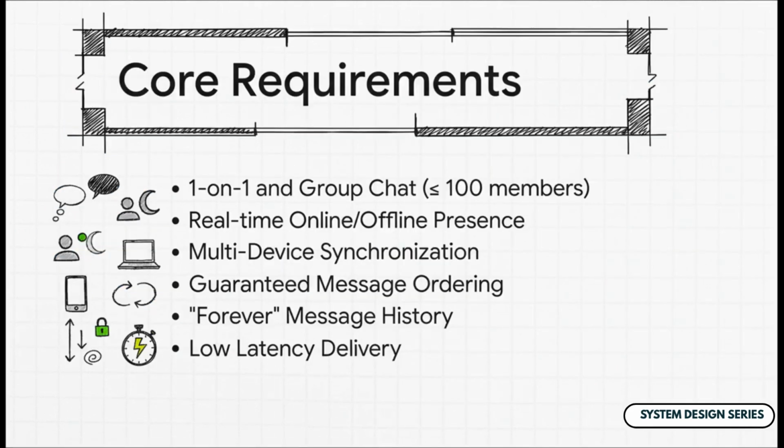Okay, so before we can even start drawing boxes and arrows, we need to know what we're building, right? So here's our checklist, the core requirements. We've got to have one-on-one chats and group chats. We need to see who's online and who's not in real time. And it has to sync perfectly between your phone and your laptop.